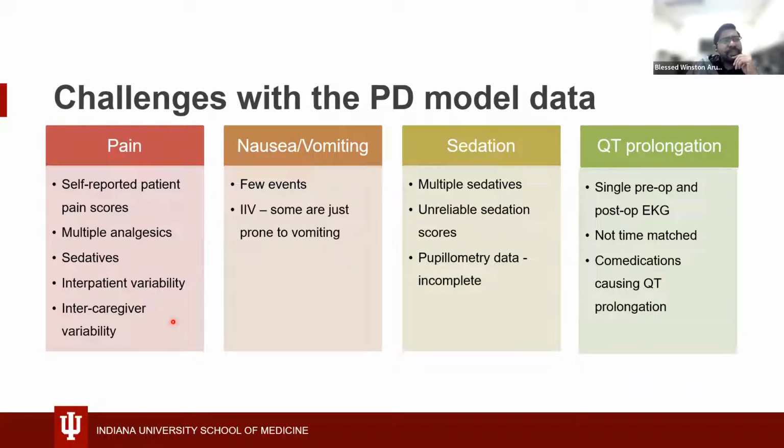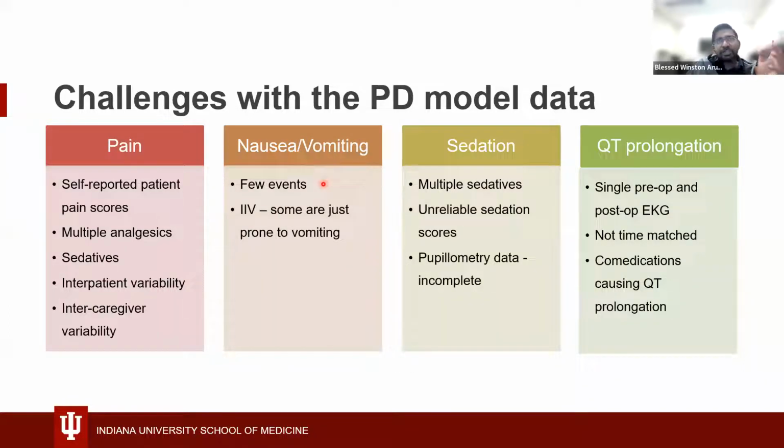And there's inter-patient variability and there's inter-caregiver variability. There are some caregivers who would happily give a rescue morphine dose if required, and some are not so happy giving it. So there's a lot of variability there too. And nausea and vomiting, we did not see many in our data, so we really couldn't use it.